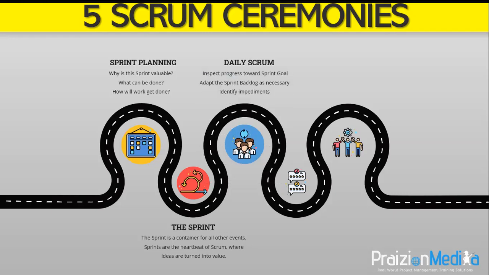So the daily scrum is where we inspect progress towards the sprint goal and where we adapt the sprint backlog as necessary. This is also where we identify impediments. So again, the purpose of the daily scrum is to inspect progress towards the sprint goal and adapt the sprint backlog as necessary, adjusting the upcoming planned work. The team can select whatever structure and techniques they want for the daily scrum as long as the daily scrum focuses on progress towards the sprint goal and produces an actionable plan for the next day of work. This creates focus and improves self-management.